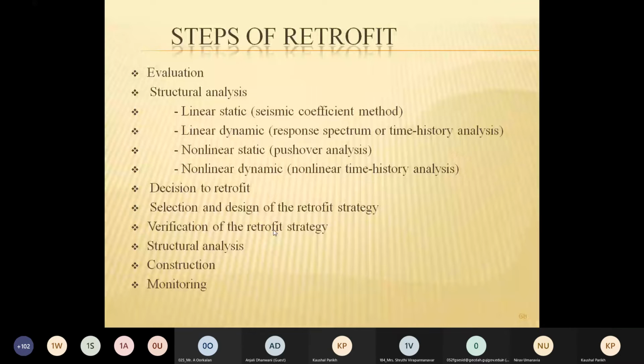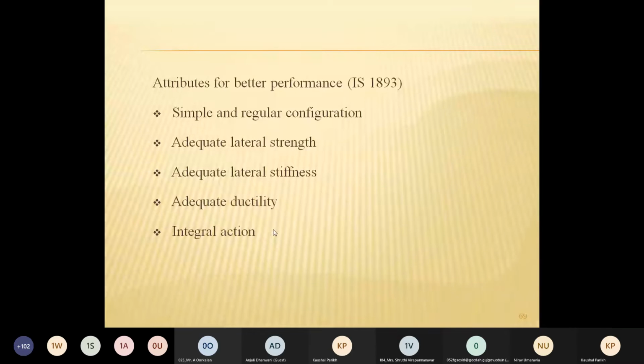Now, as per IS 1893, there are certain attributes required for better performance, so that the effect of the earthquake can be avoided. We can achieve adequate lateral strength, stiffness, ductility, and integral action by a simple and regular configuration of a structure.